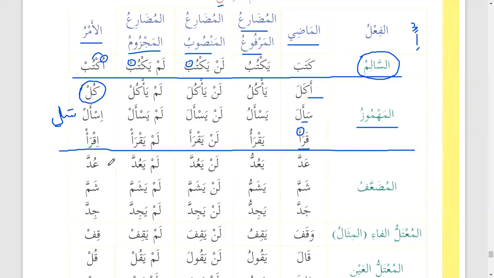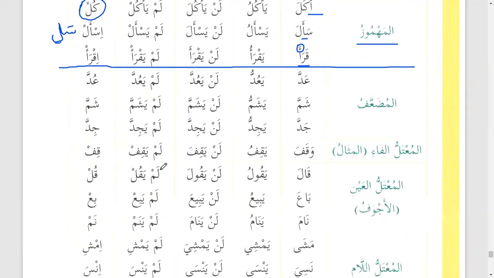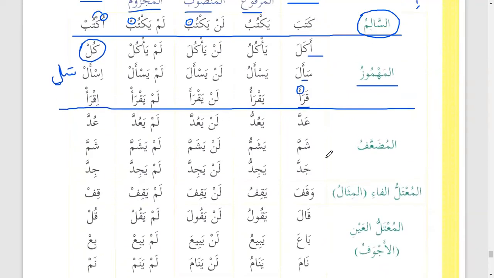And after that we have muda'af. If you remember, we discussed this yesterday, that when the second and the third root letter are the same, then they are merged and we put a tashdid on that, and that process is called idgham. We merge them and we put a tashdid on that.